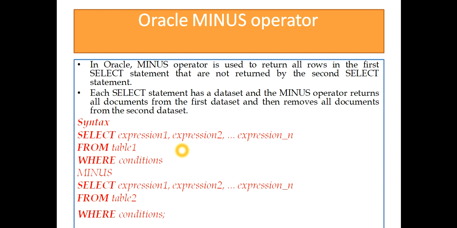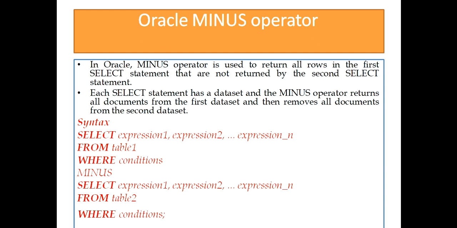And normally in mathematics also, A minus B means what? Those values which exist in A but not in B. Similar is the case in Oracle DBMS also. In our normal database management system, we use the minus operator to return all the rows in the first select statement that should not be returned by the second select statement.